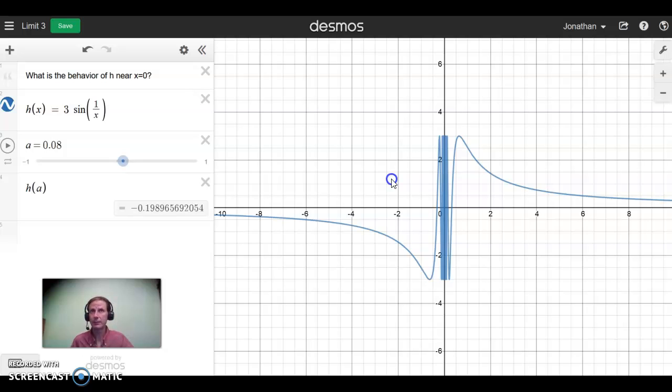Again, both the two-sided and the one-sided limits are telling that to us. By saying that the limit doesn't exist, it's basically saying something weird is going on. In this case, the function is just zigzagging back and forth wildly, infinitely many times.